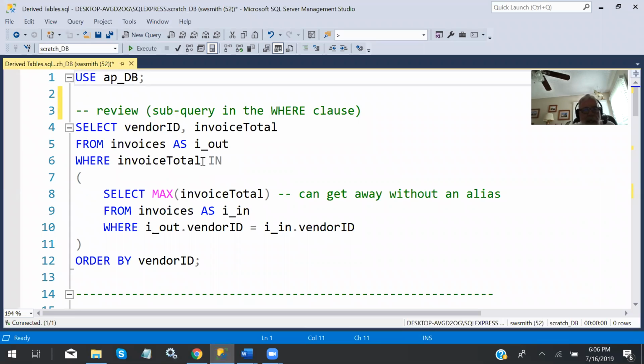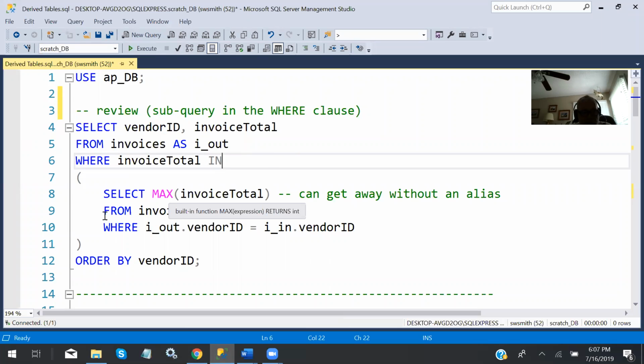Let's review. A subquery is the simplest case. The subquery is in the where clause. Select vendor ID, vendor total from invoices where invoice total is IN. IN is typically used instead of equal to. Could have used equal here, but I prefer IN or NOT IN, and I prefer greater than ALL or less than ALL, as opposed to just greater than or less than.